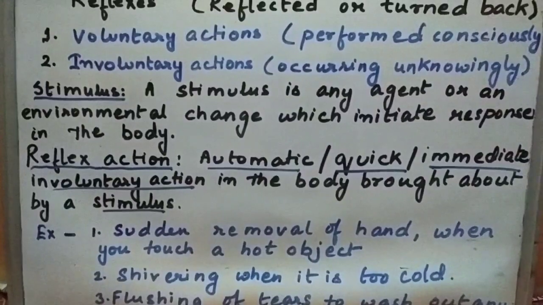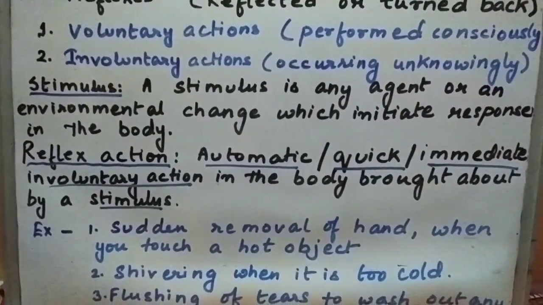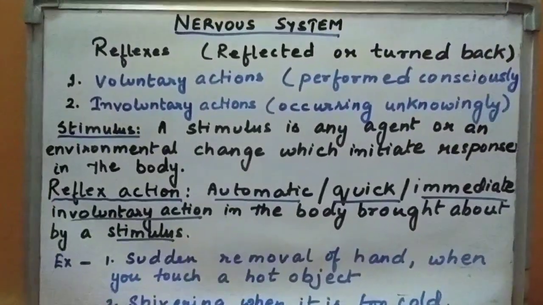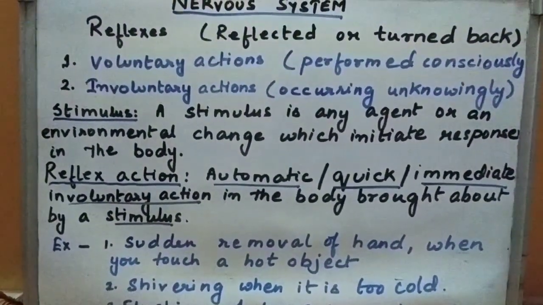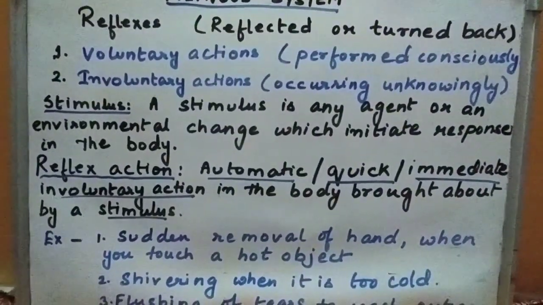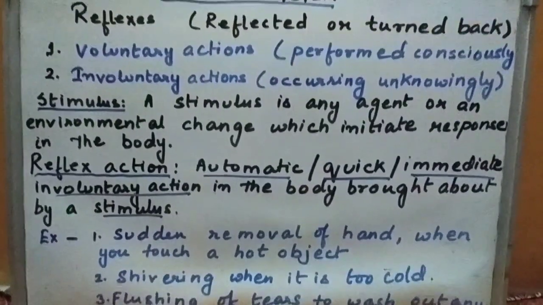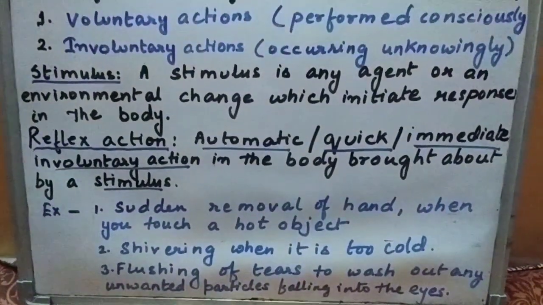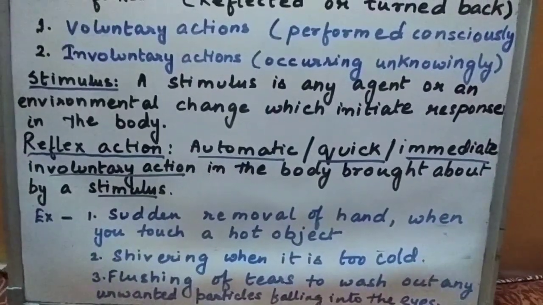So reflexes and voluntary actions are differentiated in this way. Now reflexes or involuntary actions are mainly stimulated by an external agent and are self-protective, and helped by and coordinated by the spinal cord and sometimes the brain. Even the effect is on their muscles and glands.